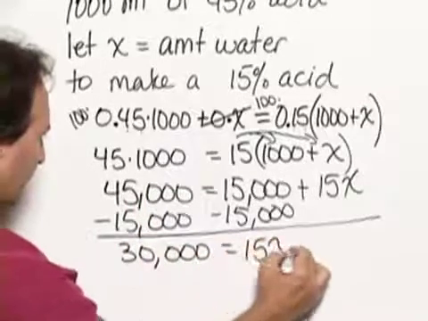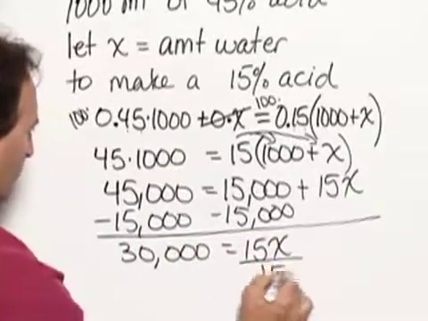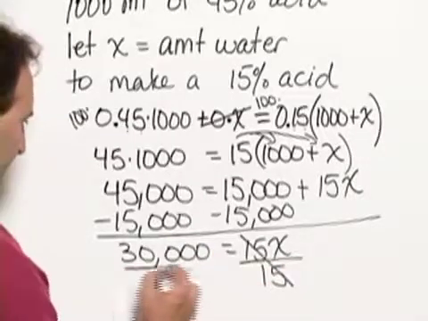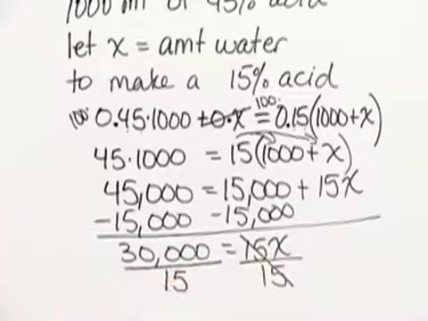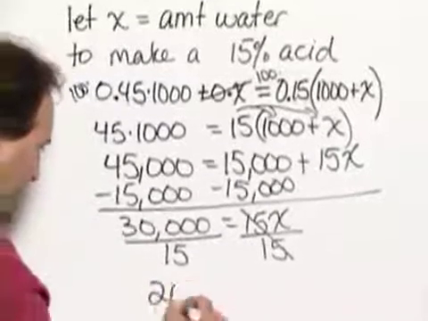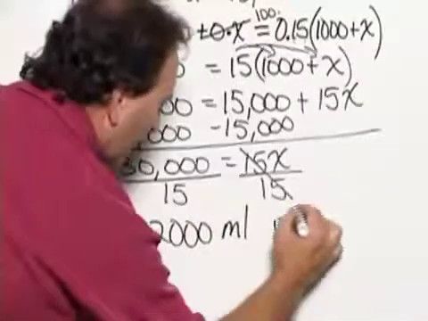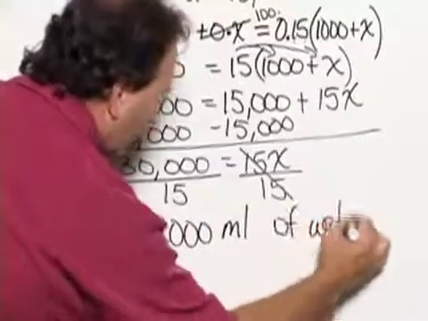equals 15X. We want to divide both sides by the coefficient of X so that it cancels out. And that gives us a result of 30,000 divided by 15 is 2,000, and that would be milliliters of water.